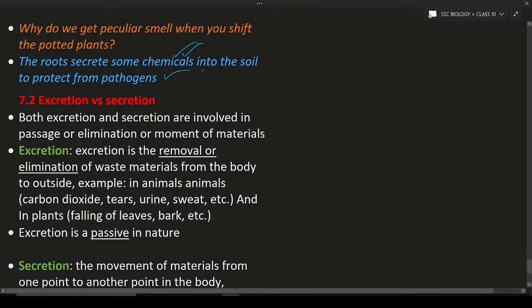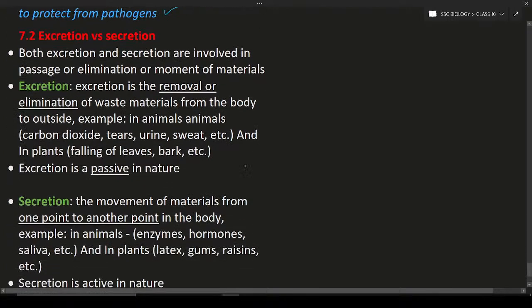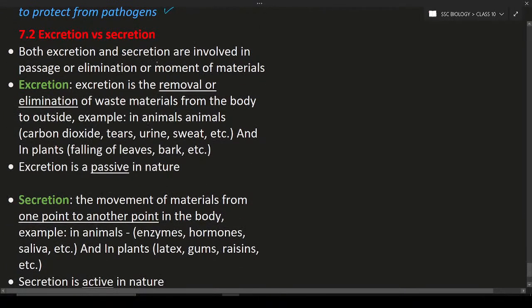Okay, the next one will be a small topic. It is about excretion versus secretion. Excretion and secretion are both involved in the passage, elimination or movement of materials. Remember one thing: excretion means removal or elimination from the body to the outside. For example, waste materials like urine and fecal matter get excreted from the body into the environment. That is known as excretion.